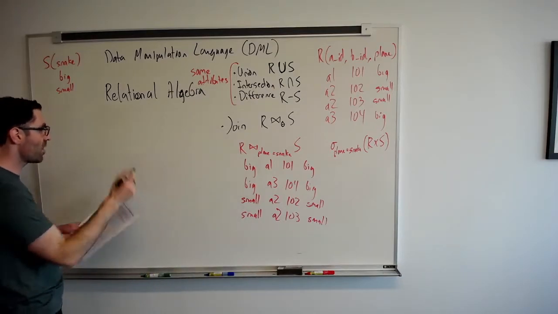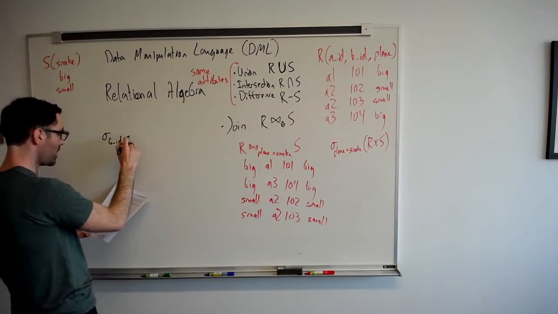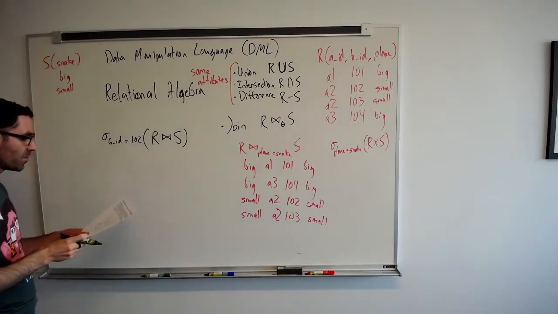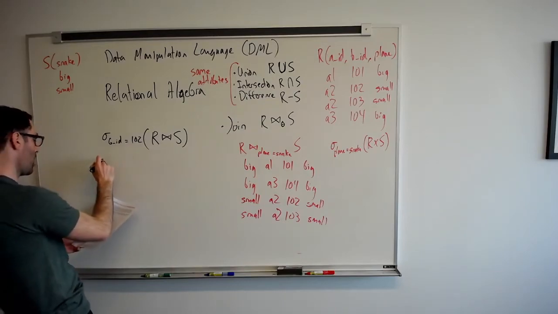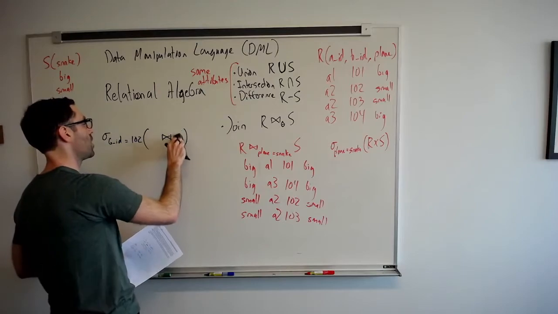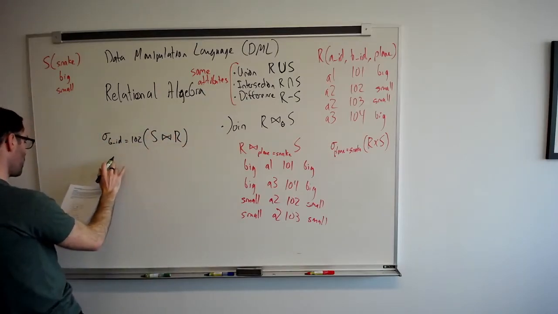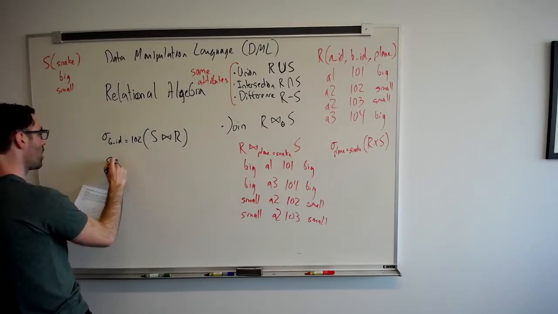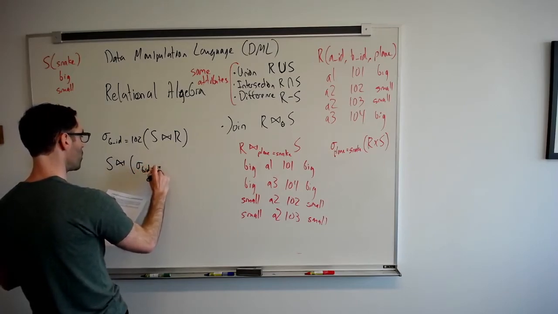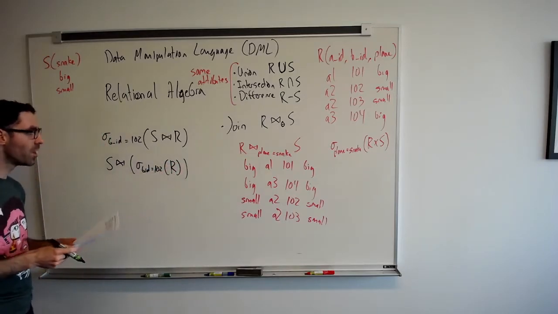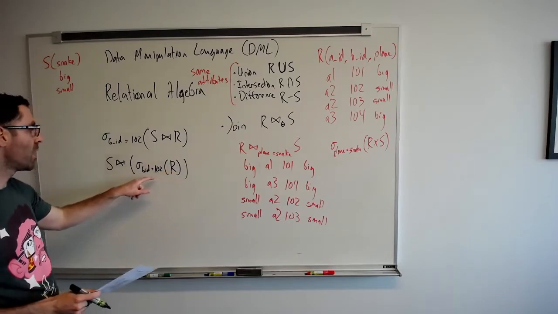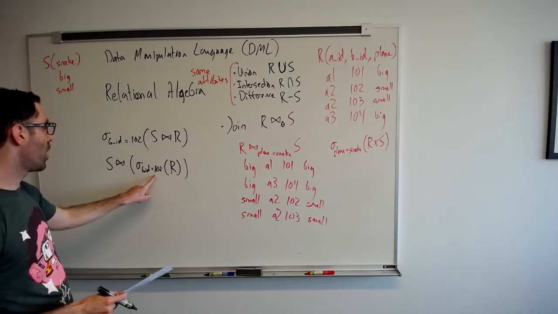In particular, saying select where BID equals 102 of R join S, we will actually get the same thing if we say S join R. We'd get the same thing if we said S join select where BID equals 102 of R. So like this one is saying join S with R and then do the select, and this relational algebra expression is saying select some subset of tuples from R where BID is 102 and then join with S.